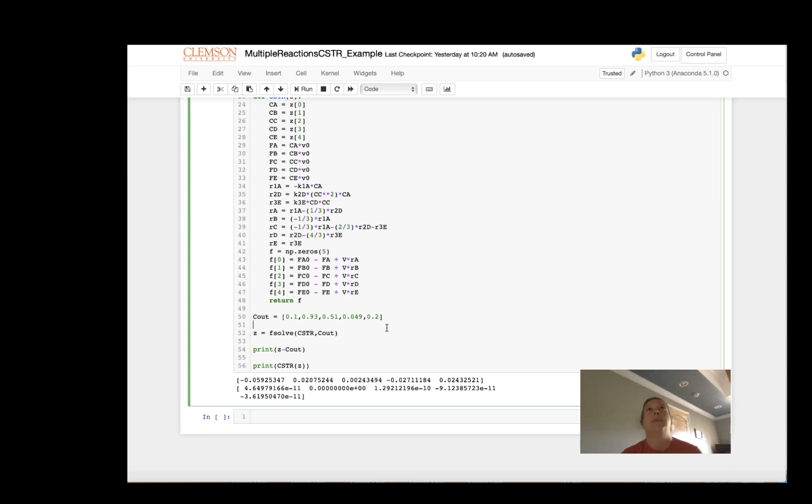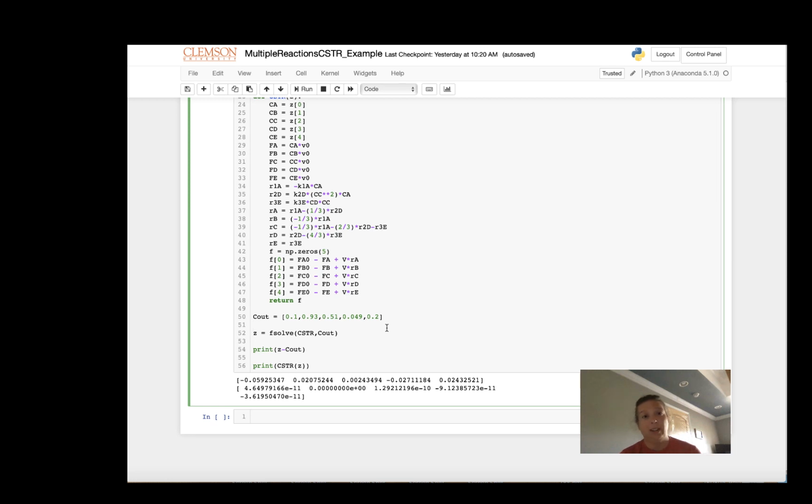And sometimes you're going to make good guesses that lead to a solution, and sometimes you're going to make bad guesses that don't lead to a solution. If you make a bad guess and you don't get a solution, just spend a little bit more time thinking about what would be reasonable guesses for the different concentrations in the reactor. For example, if you have a species that's a reactant and it's not being generated in any reactions, then you want your guess at your outlet concentration to be lower than your inlet.